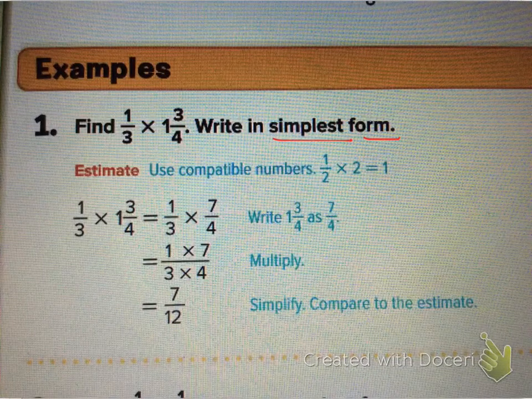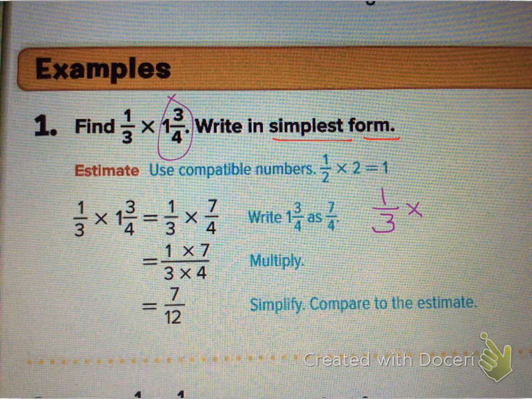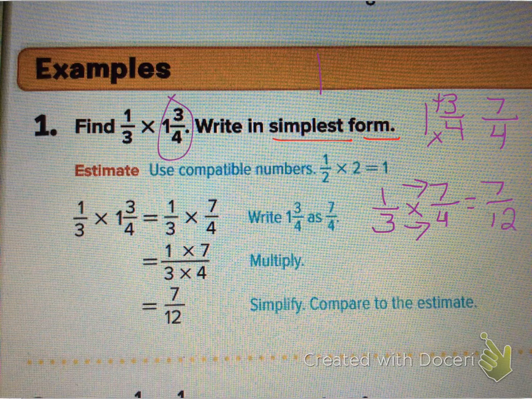So example 1 tells you to find 1/3 times 1 3/4 and write it in simplest form. Okay, so 1/3 is not going to change, that stays the same. However, we have to change 1 3/4. We're going to multiply and add. 1 times 4 gives us 4, plus 3 gives us 7. Our denominator never changes. So we have 7/4. And again, multiply straight across or simplify in the problem. We end up with 7/12, and that is its simplest form. It cannot be simplified anymore.